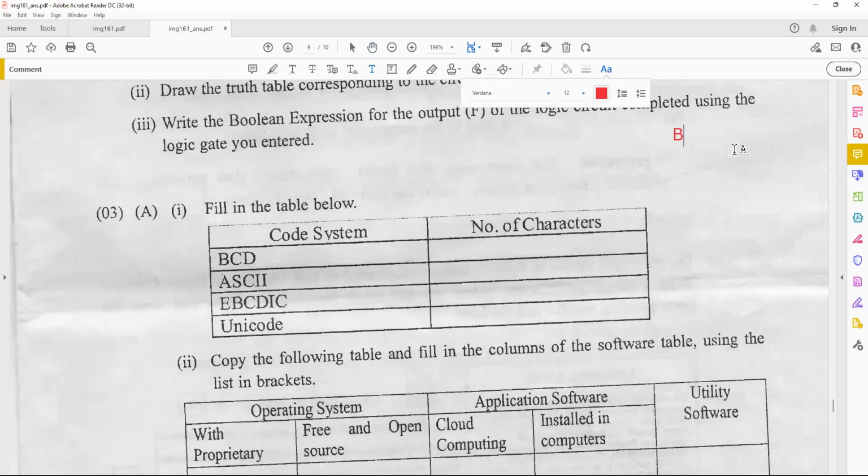So in BCD, we represent all the decimal digits from 0 to 9. Let me put decimal digits in binary coded decimal: 0, 1, 2, 3, 4, 5, 6, 7, 8, 9. That's all. Using how many bits?